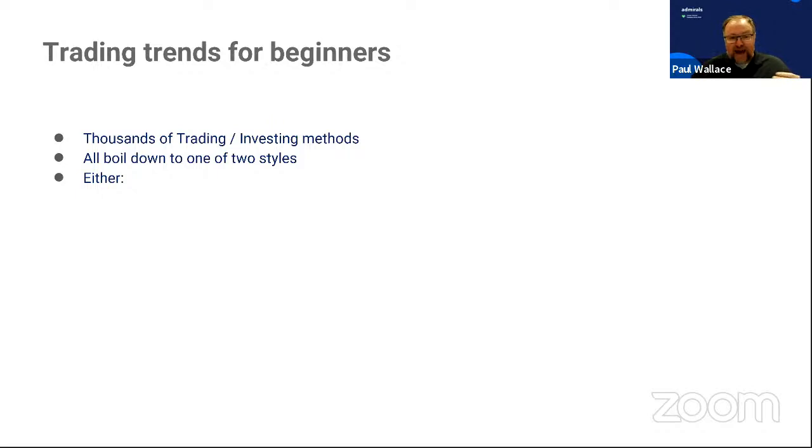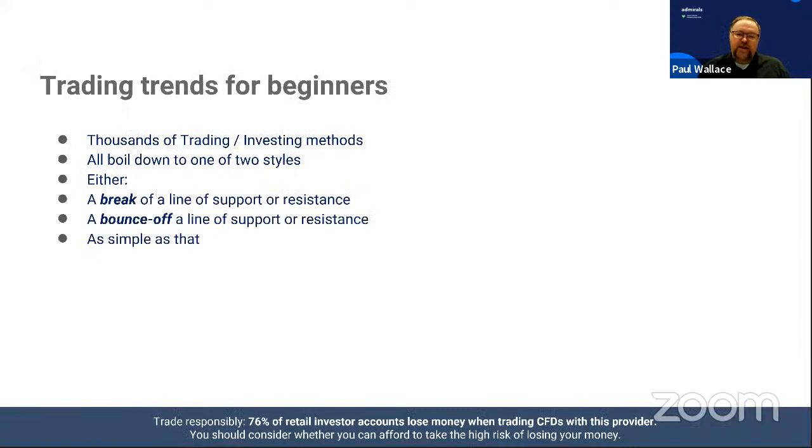When we move towards trading trends, when I break it down to its simplest form, what I will tell people is that if you go on the internet today and Google for trading and investing methods, you'll find there are thousands of options out there, some free and some very expensive, depending upon your wallet and your tastes. But really, you can break it down to one of 2 styles. Most trading and investing methods are either trading a break of a line of support or resistance, or a bounce off a line of support or resistance. It is as simple as that.